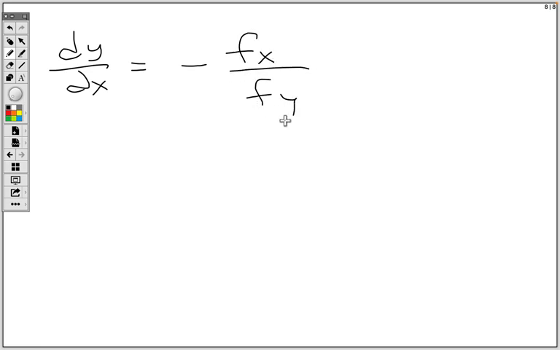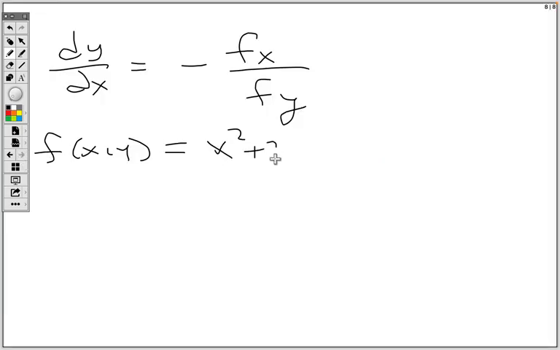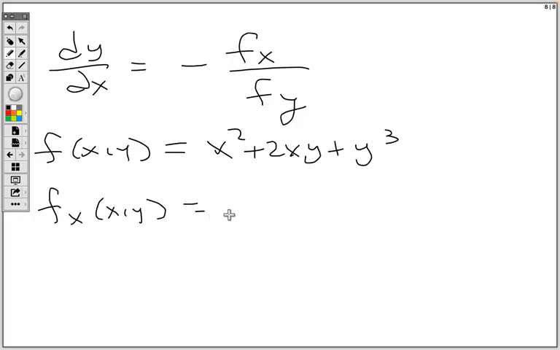But basically it says that to get the dy dx, it's minus the partial of f with respect to x divided by the partial of f with respect to y. So if I look at f of x y here, x squared plus 2xy plus y cubed, I'm going to go ahead and get my fx. Fx is another way to denote the derivative with respect to x, treating y as a constant.